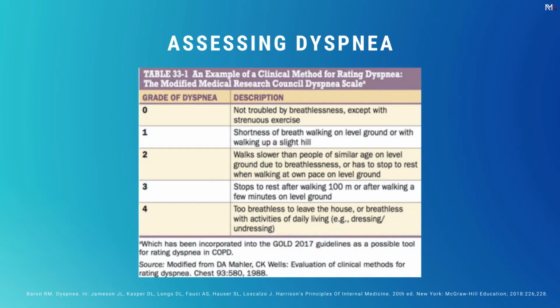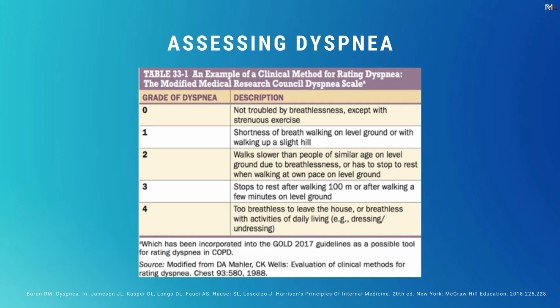In assessing dyspnea, the Modified Medical Research Council Dyspnea Scale is used. It is graded from 0 to 4, depending on the perceived breathlessness of the patient in correlation to the activities done. Grade 0 is when there is breathlessness only with strenuous exercise. Grade 1 is when there is shortness of breath with walking on level ground or on a slight hill.